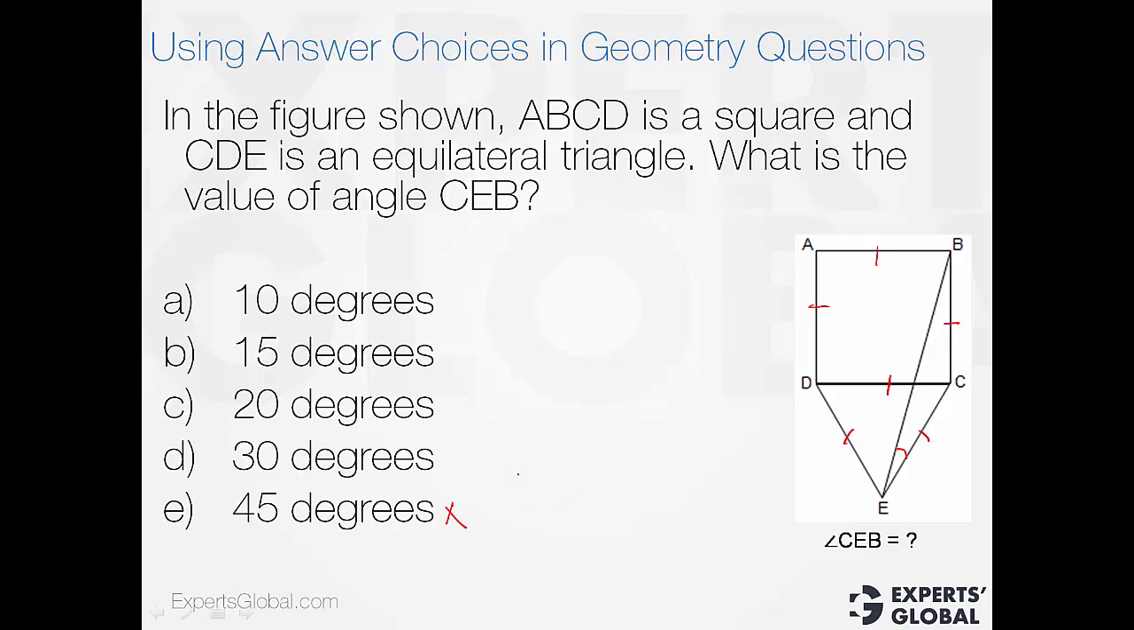See, entire thing is 60. So 30 would mean half of this. This is definitely not half of this. This is less than half. So 30 can also go. Now see, I have three close choices. But once again, the same concept. I'm dealing with a square, so I have 90. I'm dealing with an equilateral triangle, so I have 60.